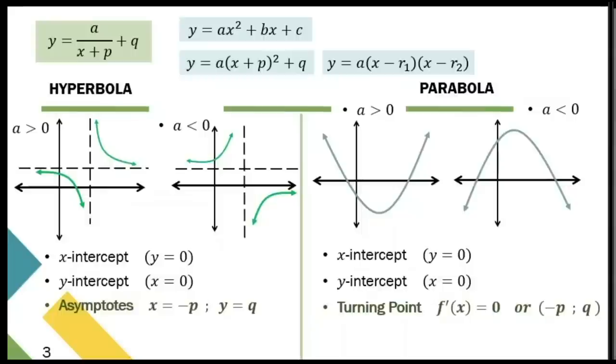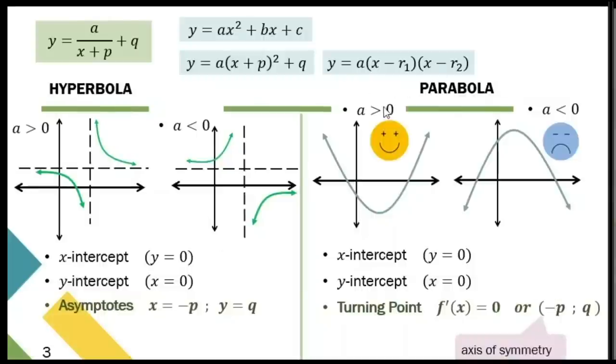Now, there's two ways I can get the turning point. There's actually three ways. We did calculus, so we remember from calculus, whenever I want to get a turning point, I make the first derivative equal to 0. I can read off the turning point's coordinate as negative p and q. Or we can use the equation to calculate the x value, that x is negative b over 2a, and then substitute to get y. Please remember the x value of the turning point is my axis of symmetry.